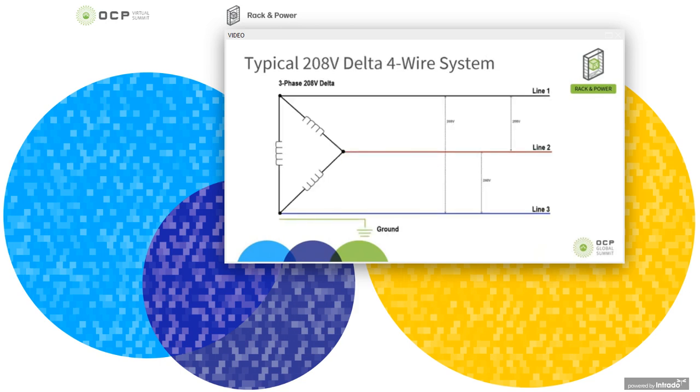Now, this is a slide that depicts a 208 volt delta system. And this is the system that's more heavily used in the United States. Again, like I said, the Y system is usurping it in some instances, but generally speaking of 208 volt delta, instead of the power going against the neutral, the power goes line to line.